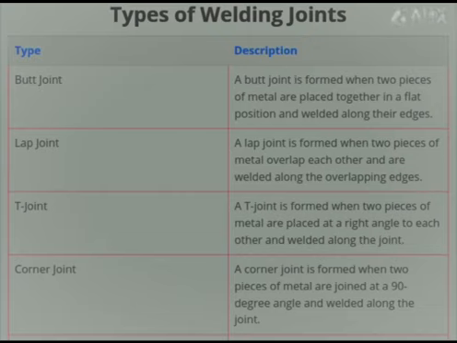A butt joint is formed when two pieces of metal are placed together in a flat position and welded along their edges. Second, lap joint. A lap joint is formed when two pieces of metal overlap each other and are welded along the overlapping edges.